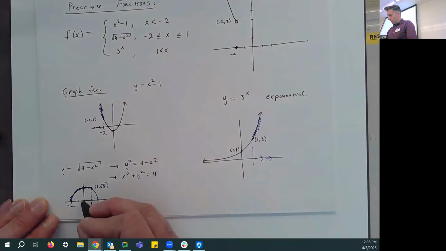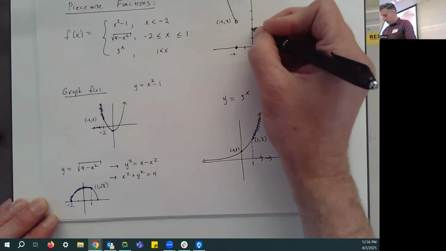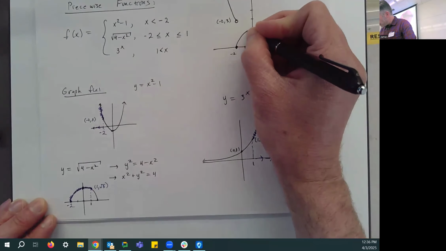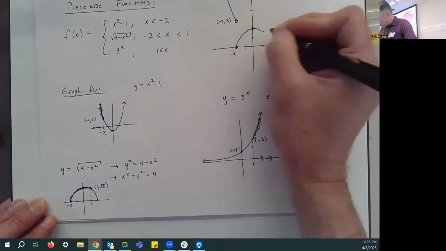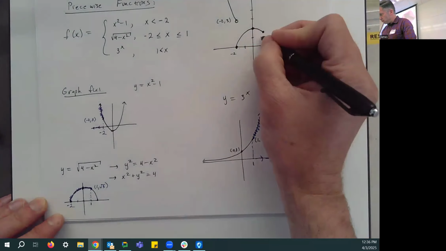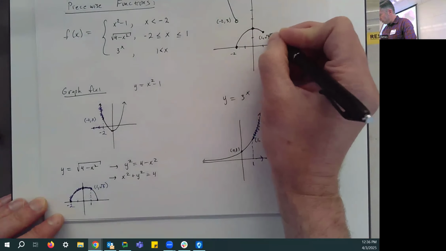And then we're going to go over here, and we're going to end it about right there. So it's going to look like that. Top half of the circle, ending at the point 1, √3. Everyone's favorite number, √3.